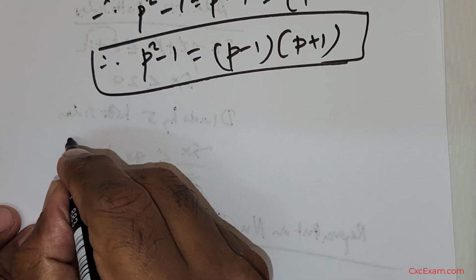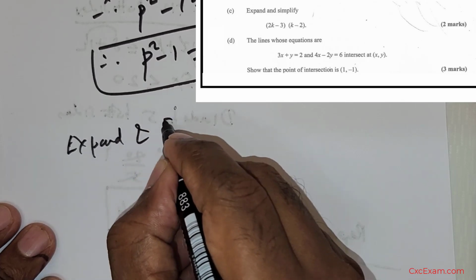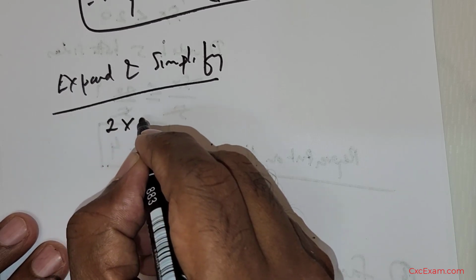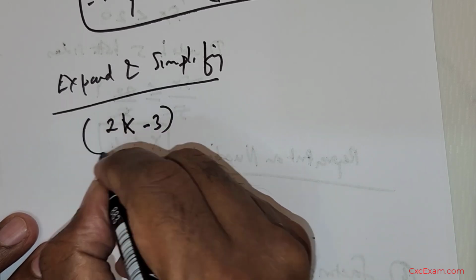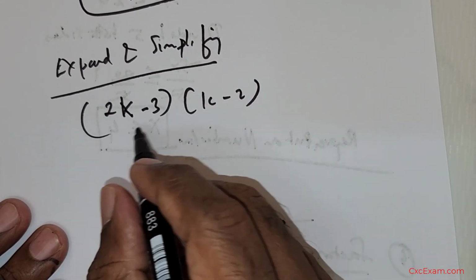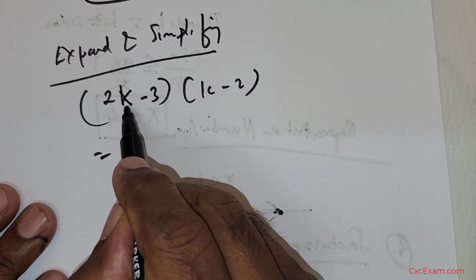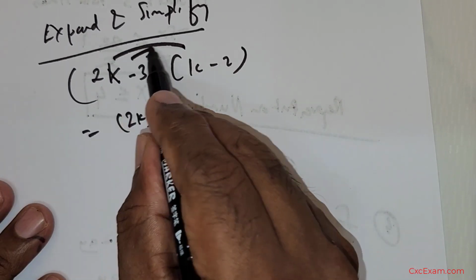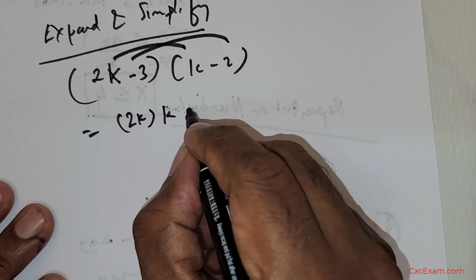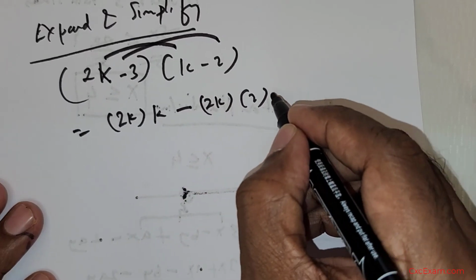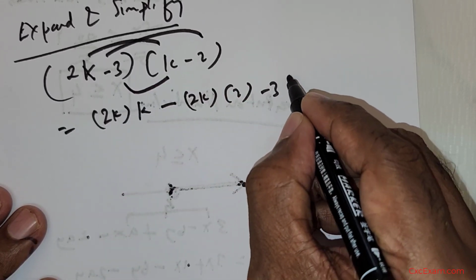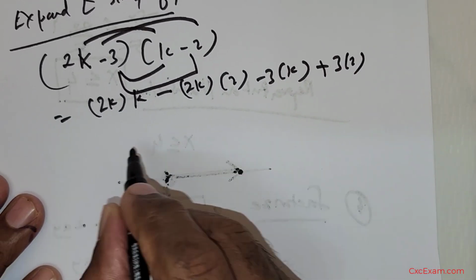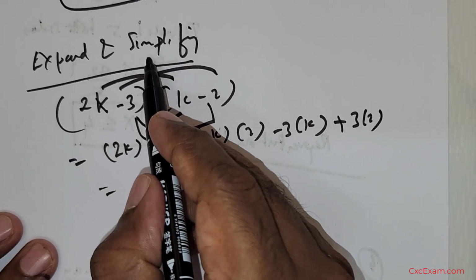Now this is the next question. We have to expand and simplify. So we are given (2k - 3) times (k - 2). So you have to distribute the quantities. So I'm going to multiply 2k with k first, and then 2k with -2. So -2k times 2, and then -3 with k, and then negative into negative, that's positive 3 into 2. So you have expanded it, but you need to simplify it.